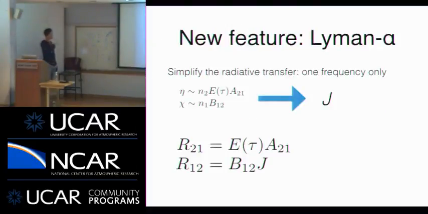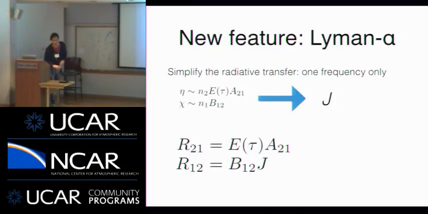So I've implemented a non-zero Lyman alpha transition. So I essentially solved the one frequency radiative transfer problem. I have an emissivity and an opacity which is proportional to the upper and lower level. And then I can compute the mean intensity and get my radiative transition rates. And I don't stop there.